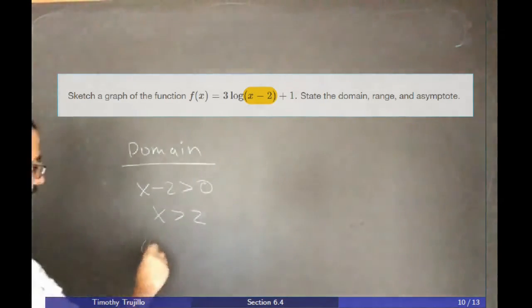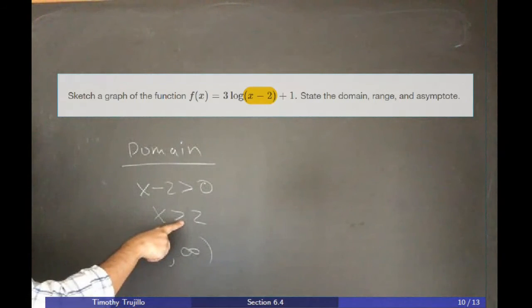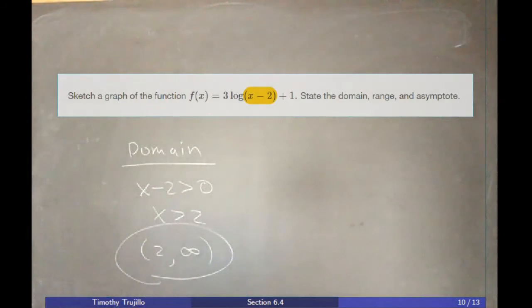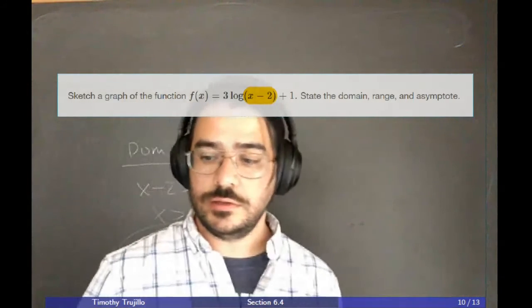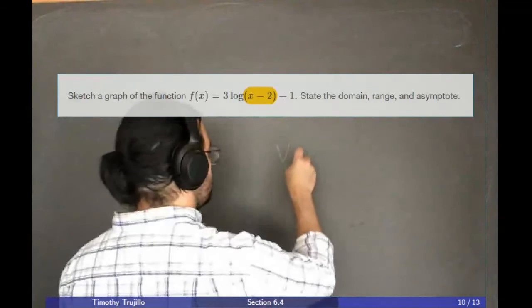Yeah, it'd be 2 to infinity, right? And we would put a parenthesis here because it's not greater than or equal to, it's just greater than. So this would be the domain, and we can see it without ever actually thinking about the transformations or anything like that. Just what are we plugging into the logarithm? The same thing goes for the vertical asymptote.